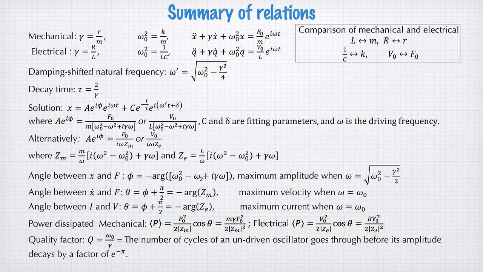Finally, here's a summary of all the different relations that we've used throughout this section on damped driven harmonic oscillation. So relationships between mechanical and electrical oscillators, the damped natural frequency and the undamped natural frequency, and all the different values of the angle of impedance and everything else.